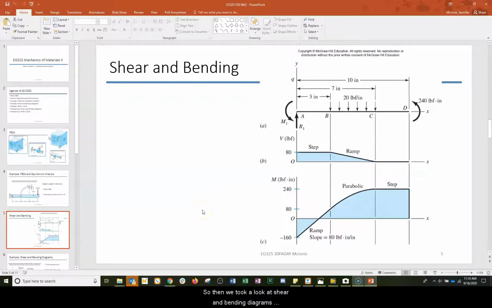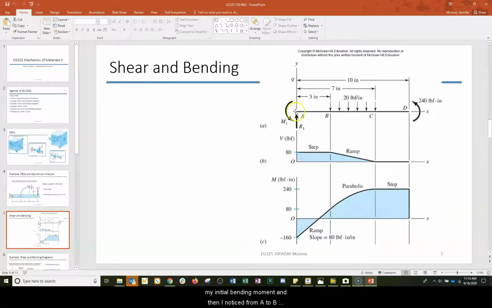So then we took a look at shear and bending diagrams, and we reviewed the idea of taking a loading. This here is shown as a fixed beam, most likely a cantilever fix here, with an applied moment at D and a distributed loading from B to C. And so my first step here would be to identify R1, the reaction at A, and M1, the moment at A. And that's going to provide for me my initial shear force and my initial bending moment.